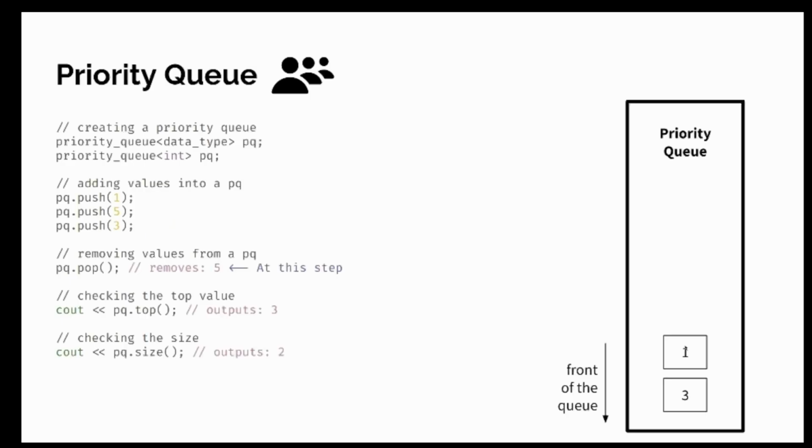Then, if you want to pop an element from the queue, you can only pop from the front of the queue. You can check for the top of the queue as well. Top refers to the one at the front, which is 3. And you can also find its size using dot size.